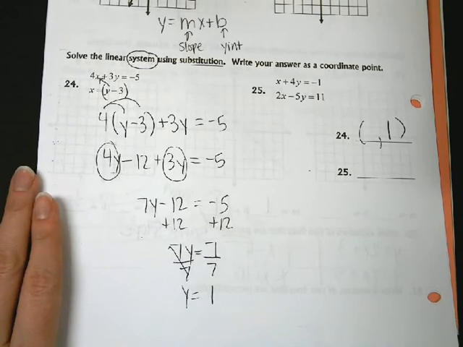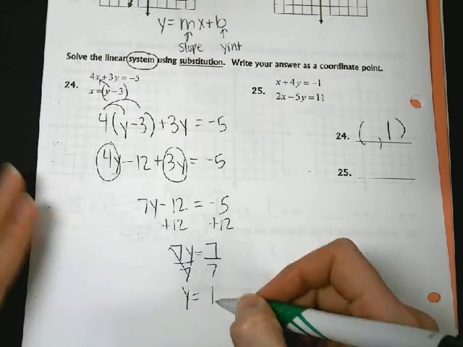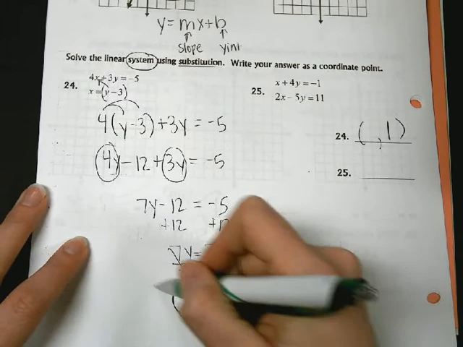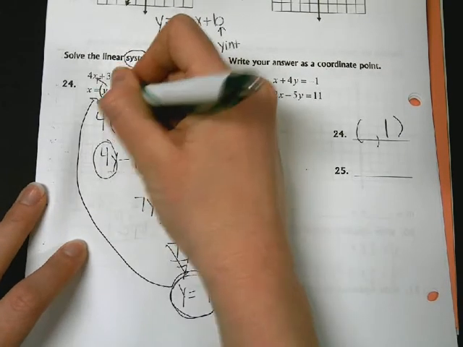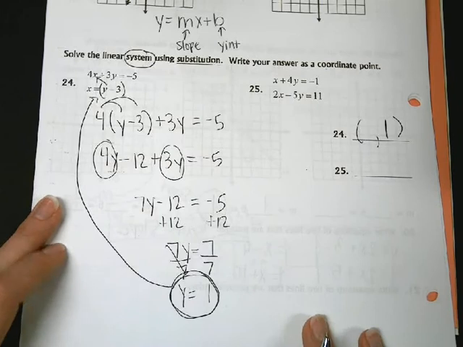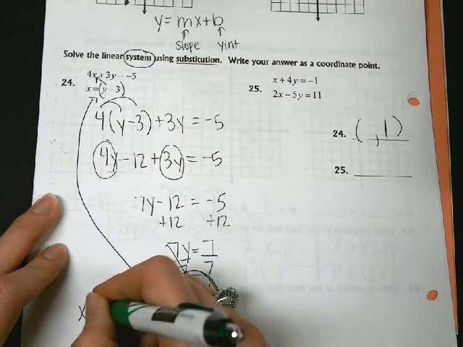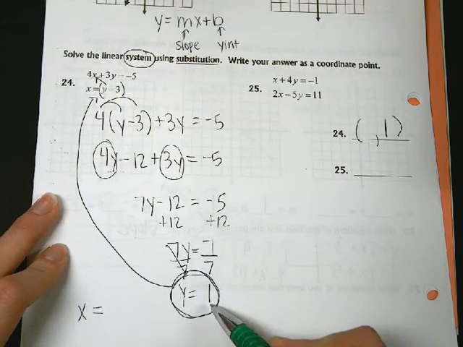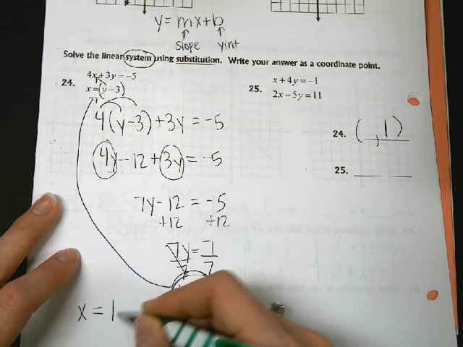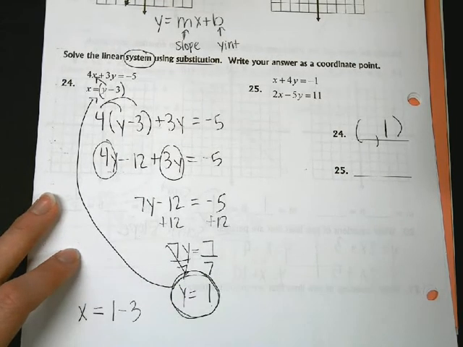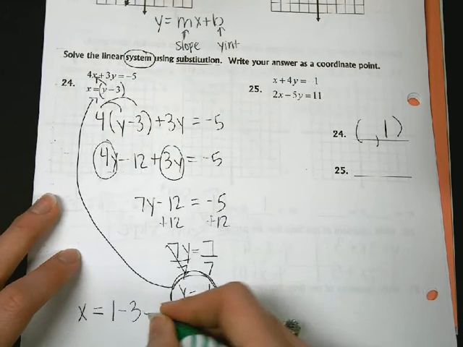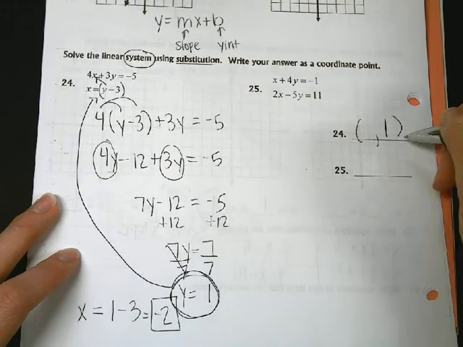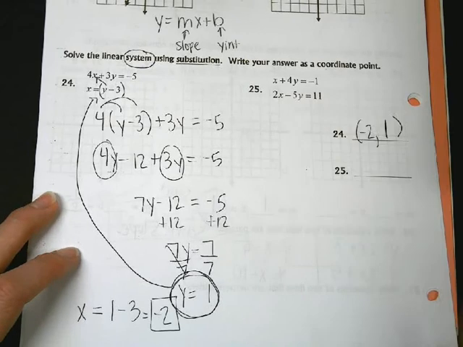Now to go back and find out what x is going to be, all you want to do is take this answer and plug it in or substitute it in for the most simple equation. So I'm going to take it back to x equals, and it tells me y minus 3. Well, y is 1, so I do 1 minus 3. 1 minus 3 is negative 2, so I've got negative 2 comma 1 as my answer.